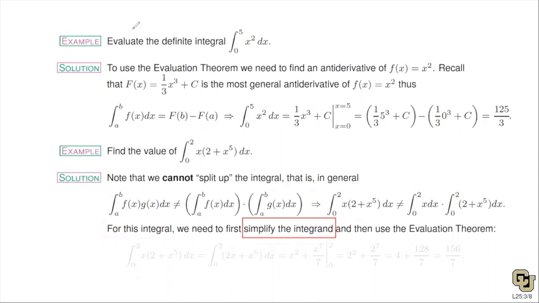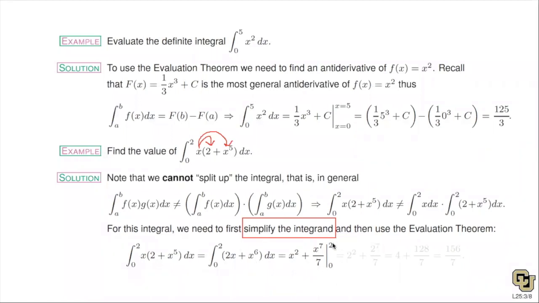I hope your algebra vision told you that there's still math to be done here. This x can be distributed. So x times 2 gives me 2x, and x times x to the 5th gives me x to the 6th. Now I can integrate this. I can find the antiderivative either term by term or all at once. The antiderivative of 2x is x squared. According to the power rule, the antiderivative of x to the 6th is x to the 7th over 7.